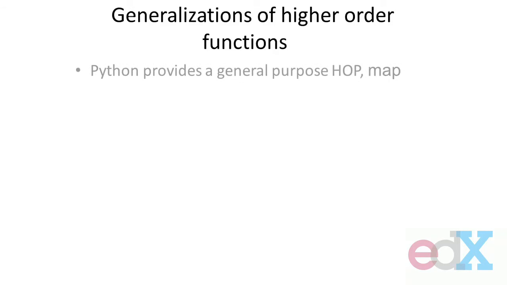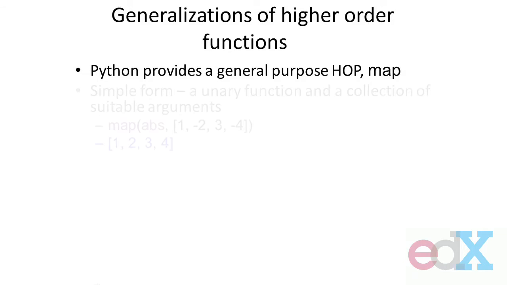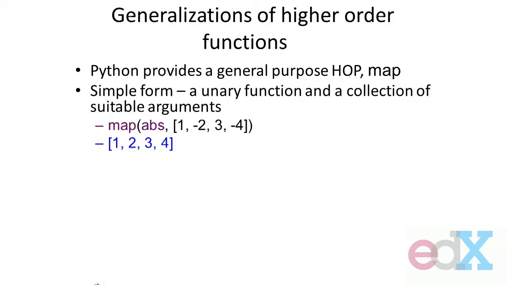We can generalize these higher order functions a little bit more. And in fact, Python provides some general purpose higher order procedures for us. One of the ones it provides for us is the procedure map. And what does map do? In its simplest form, it takes a unary function, that is a function of one argument, and a collection of suitable arguments. If it's a function of numbers, it better be numbers. And basically, map literally maps this function in turn down each element of that list, giving us back the result of applying the function to each of those elements. So it's a little bit like apply to each, but it's basically capturing the same thing.